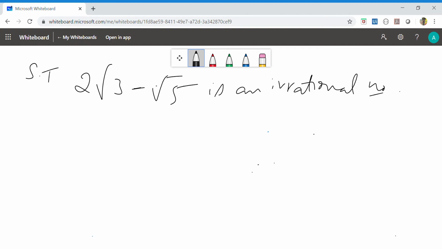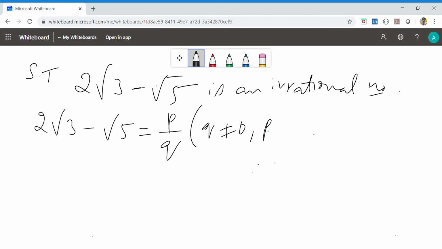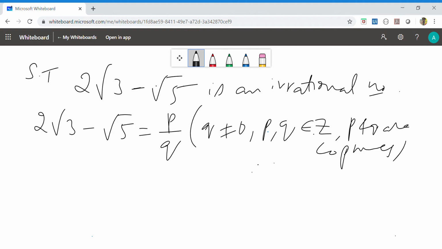If it is a rational number, it can be written in P by Q form. So I can write 2 root 3 minus root 5 is equal to P by Q, or A by B, whatever you want, your wish. The denominator should not be equal to 0, P comma Q belongs to integers, and P and Q are co-primes. So here both the terms contain irrational numbers and this side is a rational number.